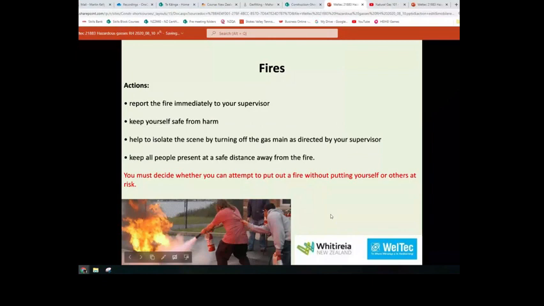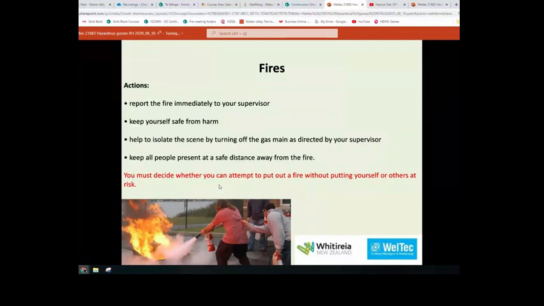Fires. Obviously, we're talking about gases. So gas fires, if there's a gas fire in a reticulated or a house supply, best thing to do would be turn off the bottle or turn off the gas supply. That might help extinguish the fire. Depends how far out of control it's got.